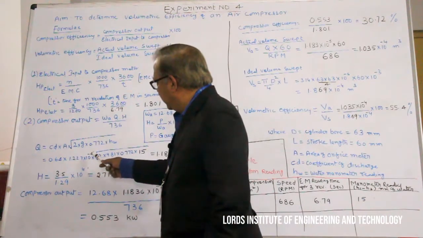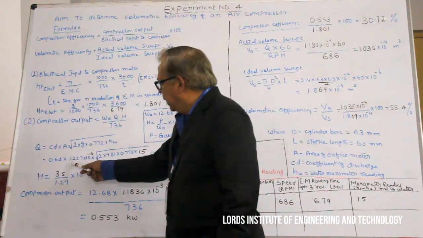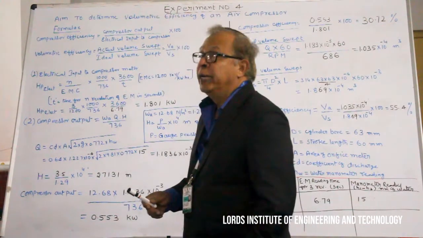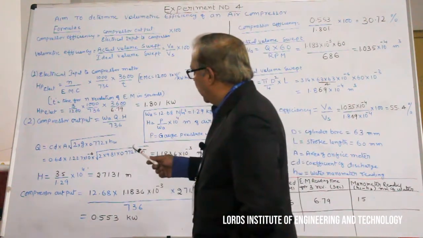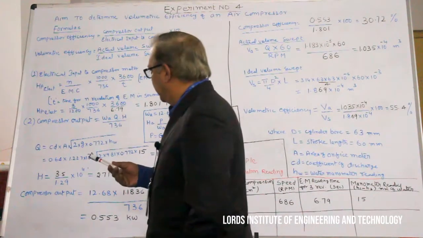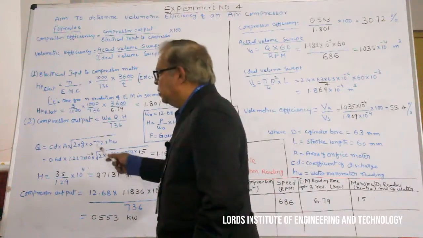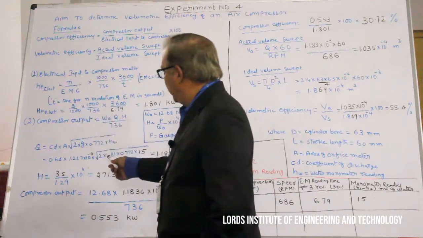If you calculate the area here, it is equal to 1.22 into 10 to the power minus 4 square meter. Convert it into square meter. Okay, now area will be in square meter, right? And then this part is nothing but the velocity. Velocity of air we can calculate.